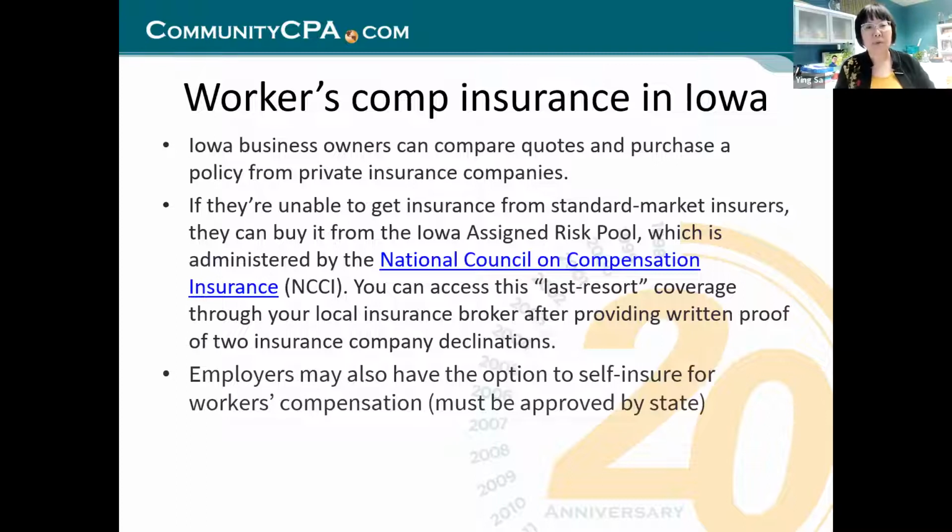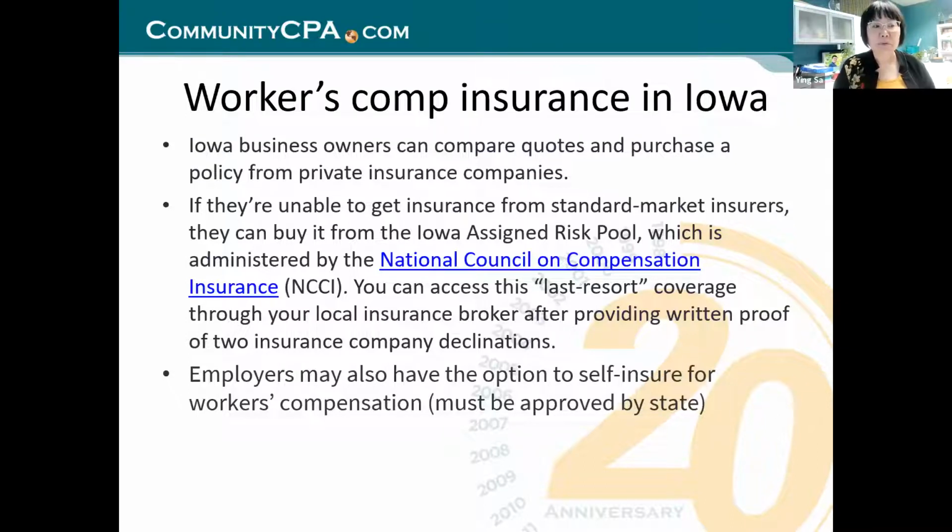And the workers' comp insurance in Iowa. I'm just going to do this really quickly for 3 states, Iowa, Minnesota, and California, because we have branches in these states. Okay, so for Iowa, there are 3 ways you can get your workers' comp insurance. Number 1, you get it from your insurance agent. Any agent you do your general liability insurance with, you can buy workers' comp from that person as well.